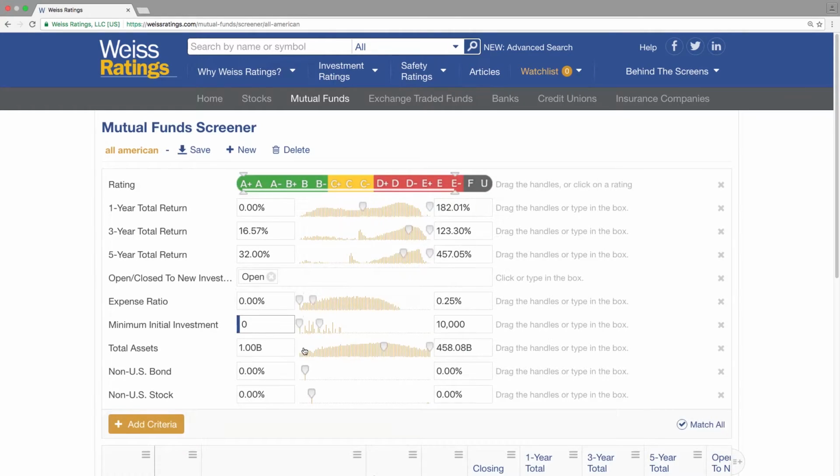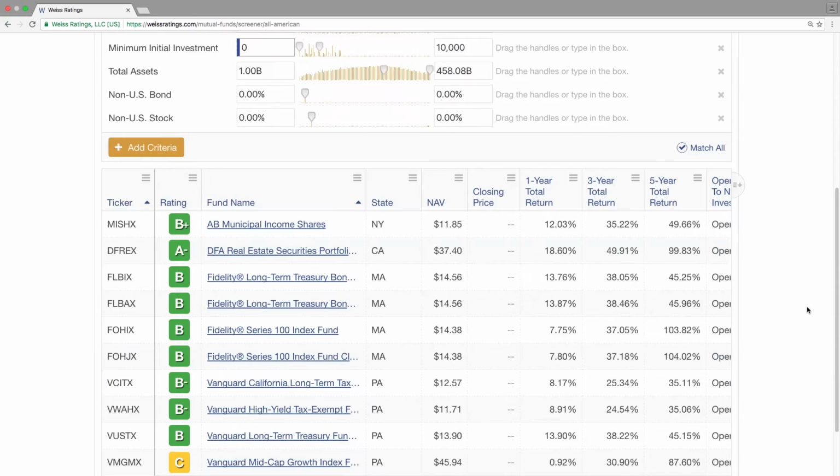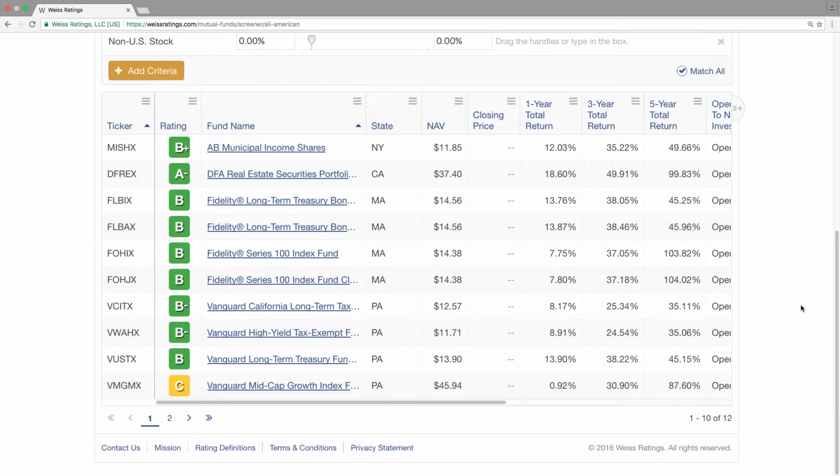We've got a minimum investment of 0 up to 10,000. We have total assets of $1 billion as a minimum, and we're saying that none of these funds are going to have any investments outside of the US. Okay, so let's scroll down and see what sort of results we have on this. Okay, here we go. We've got 12 funds. You see here, 12 funds, including a C-rated fund, which is a hold. And let's see what else we've got in here.